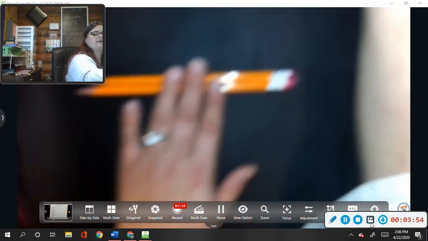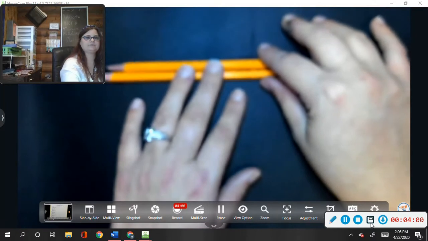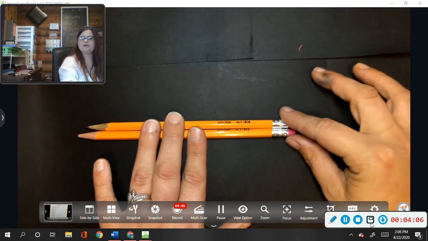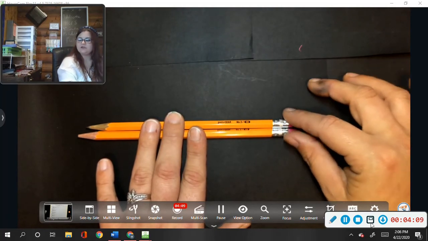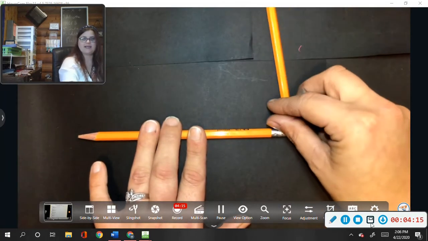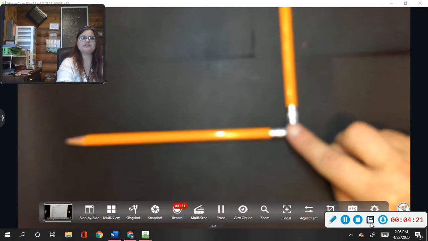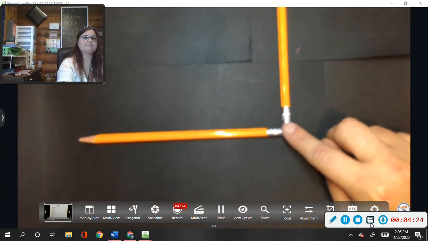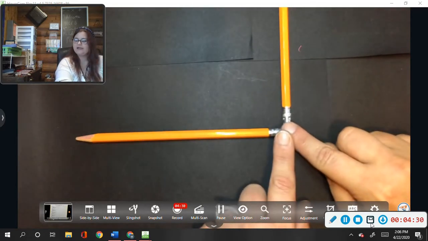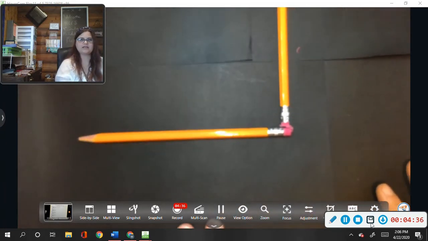There it goes. So, I have two pencils, and they're lying next to each other. They said that you can put the pencils together at the erasers and create an endpoint. An endpoint is the same thing as a vertex. It's where two lines or rays or line segments meet at an angle. So here's our vertex. And what we just made right here is what is called a 90-degree angle.